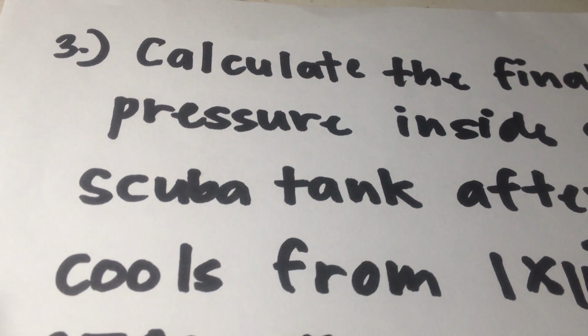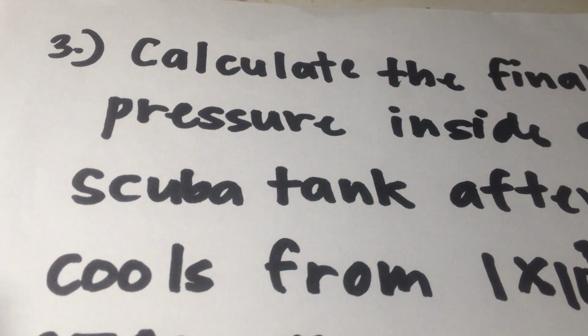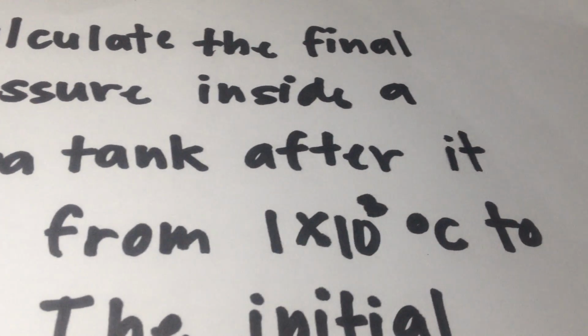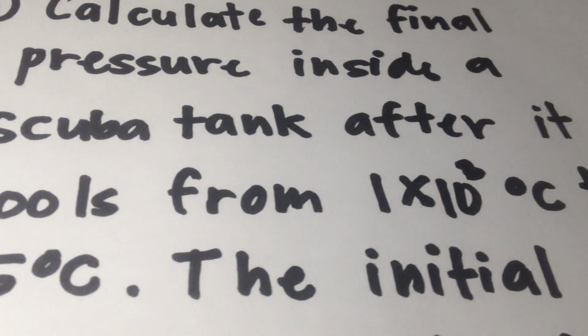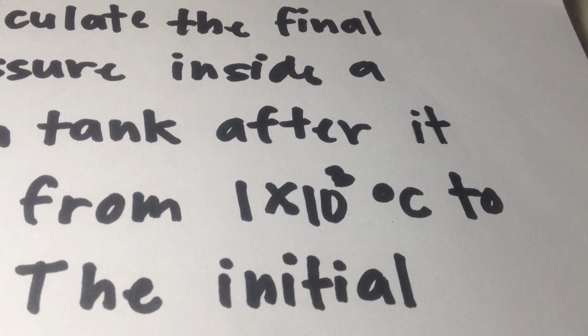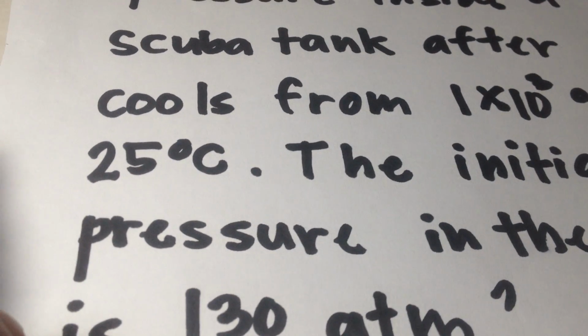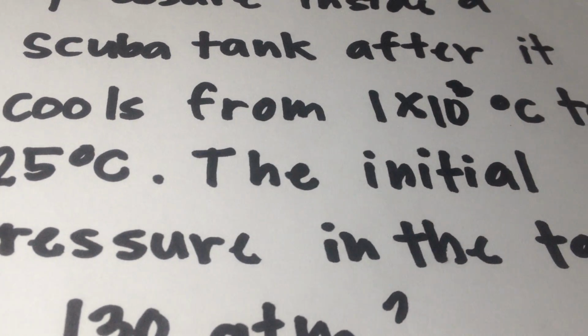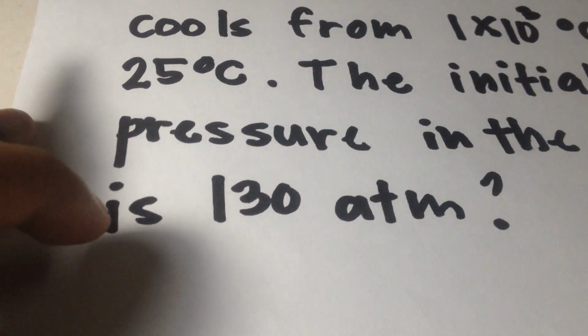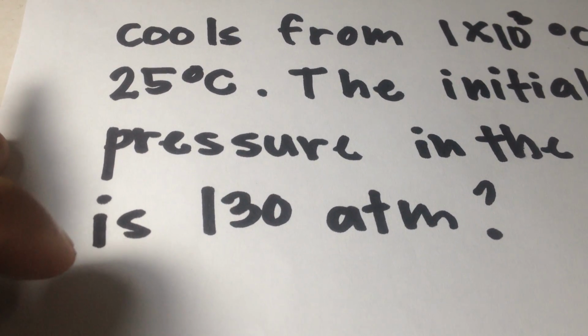Everyone, in this video, let's continue with number 3. Calculate the final pressure inside a scuba tank after it cools from 1 times 10 to the power of 3 degrees Celsius, so it's 1000 degrees Celsius, to 25 degrees Celsius. The initial pressure in the tank is 130 atmospheres. So, this problem uses what we call Gay-Lussac's law.